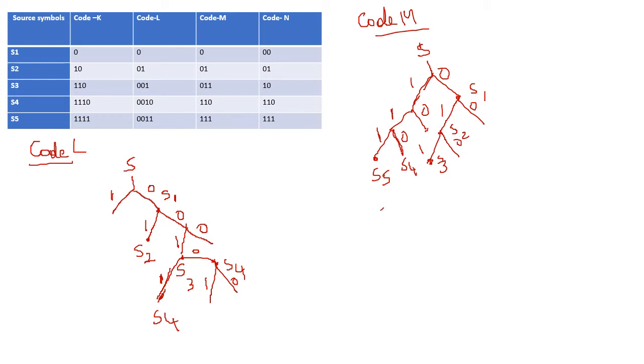Next we'll try to draw it for code N, the last code word. Start from the initial node S. We'll try to branch it 0 and 1. Next we don't have any symbol with 0 and 1. We'll try to branch this. You will have 0 and 1. So 0, 0 is nothing but S1. Then you have 0 and 1 which is nothing but S2. We'll try to branch this.